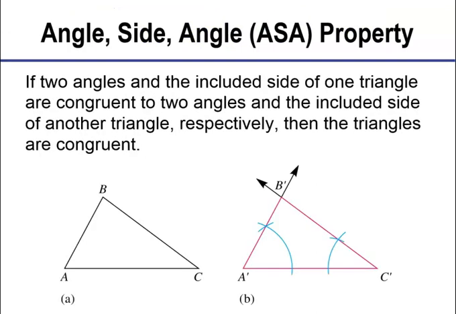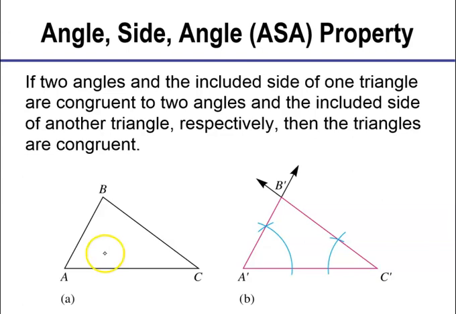Okay, so the first property we want to talk about today is the angle side angle, also known as ASA property. If two angles and the included side, so we're talking about the side between two angles of one triangle, are congruent to two angles and the included side of another triangle respectively, then the triangles are congruent. Notice what's pictured here is actually a construction. You can use angle side angle to copy a congruent angle or triangle of a known triangle.